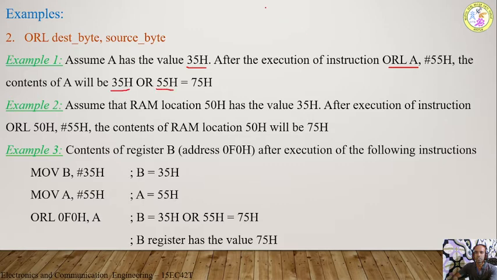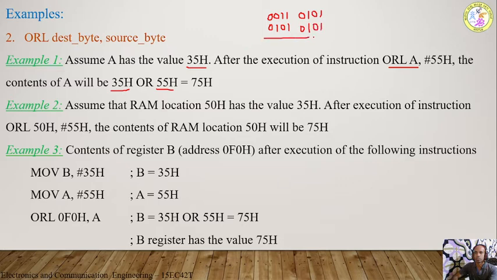Again I will write 35. What is 3? 3 is 0, 0, 1, 1. This is 3. And in 35, 5 is 0, 1, 0, 1. This is 5. Similarly, the second data is 55. 55 is 0, 1, 0, 1. Because it is in hexadecimal, we are converting hexadecimal to binary. Again 55 is there, again 0, 1, 0, 1.